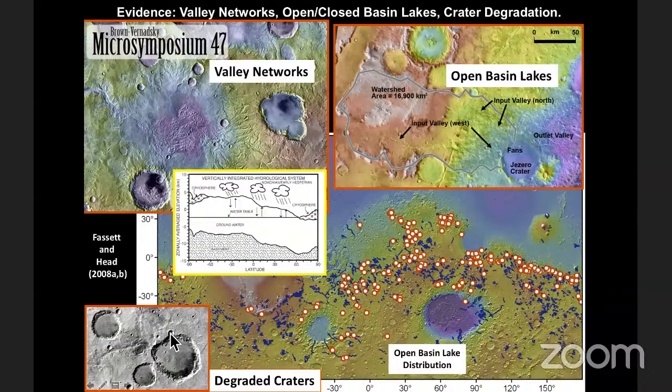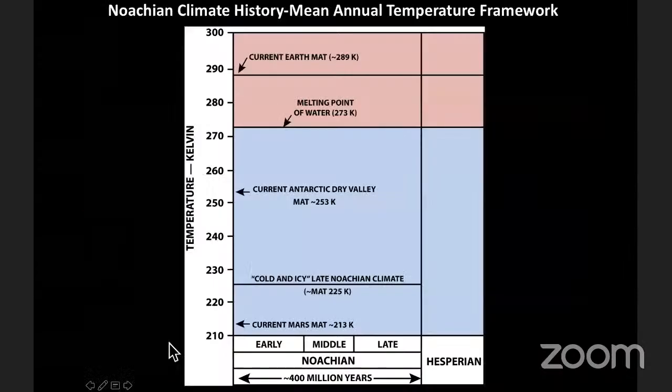Interestingly, though, even though the rate has increased, the total rate is still below what we see in the very, very slow weathering rates we observe in the Antarctic dry valleys. But nonetheless, it's a fact, okay?